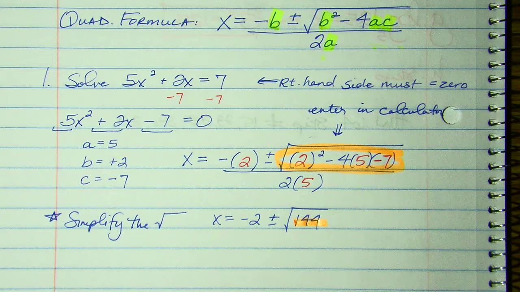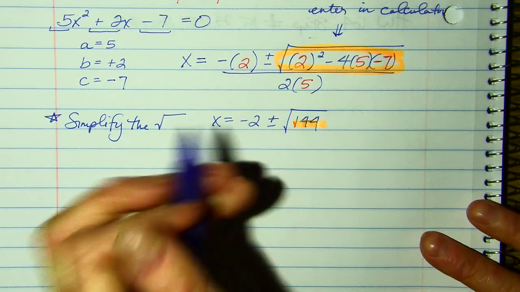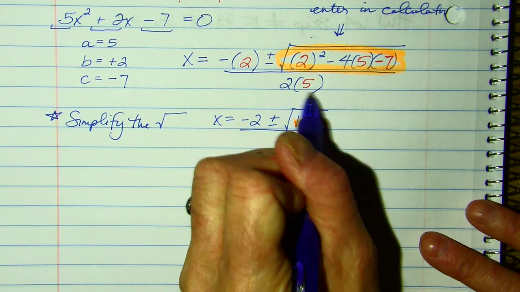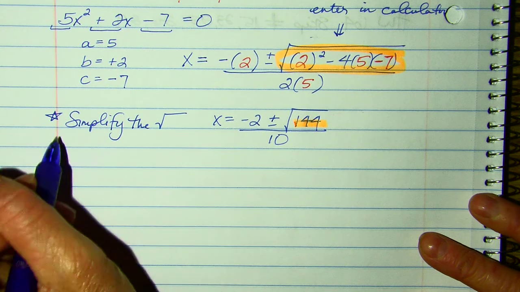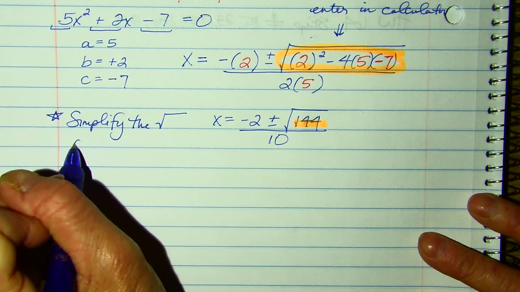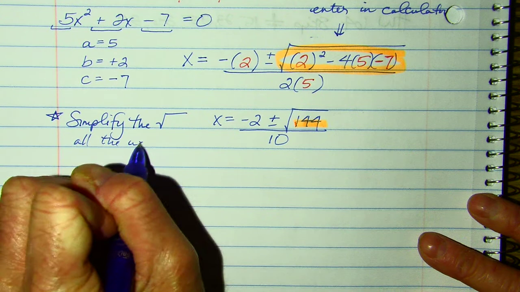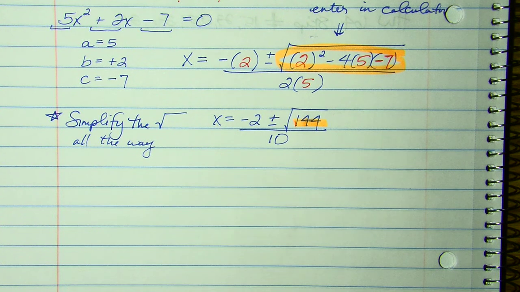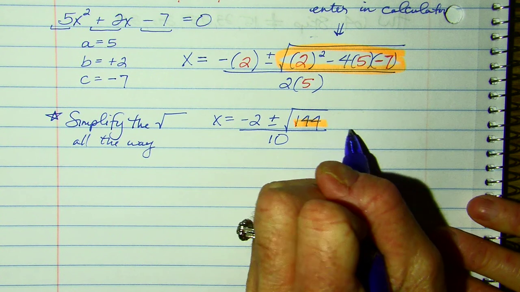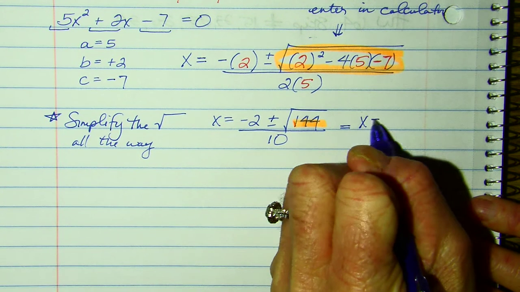Okay? I'm going to move this up. All over, I'm going to simplify that. 2 times 5 is 10. Now, you must simplify the radical all the way. So if I'm looking at that, before I reduce 2 and 10, I cannot reduce 2 and 10 because I have 3 things. So you have to be able to reduce all 3 at once. So I'm going to simplify the square root of 144.